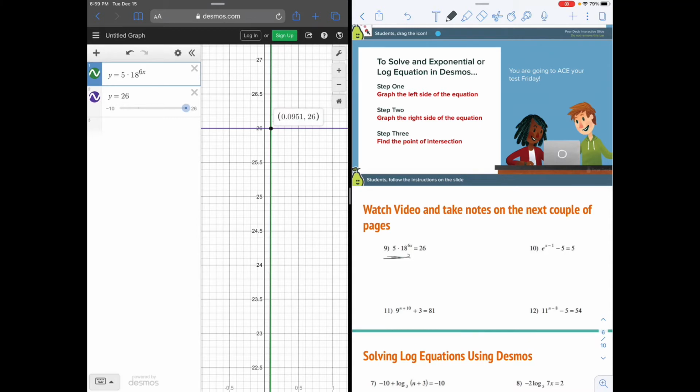And the calculator Desmos gives us a nice pretty answer, 0.0951. And you can generally just put 2 places behind the decimal. I'm fine with that. All right, let's go to the next one.